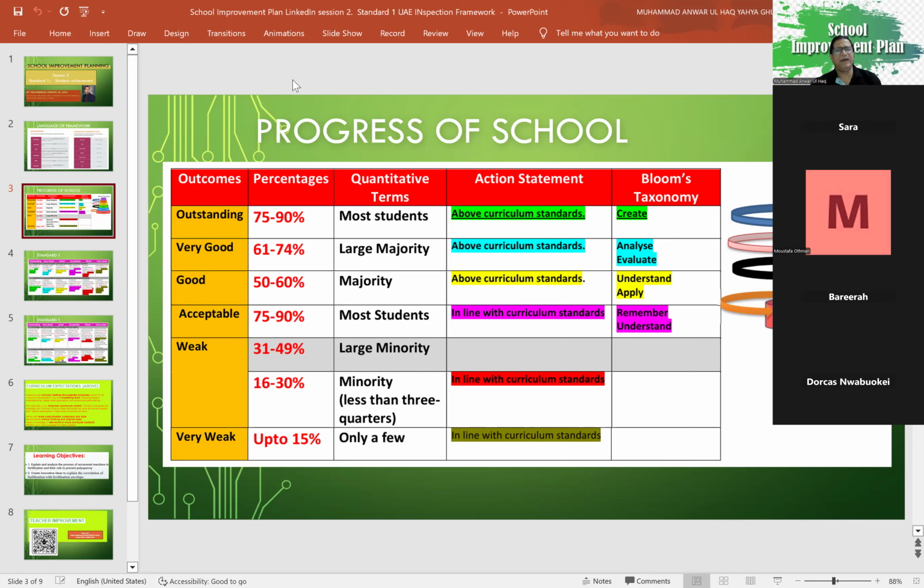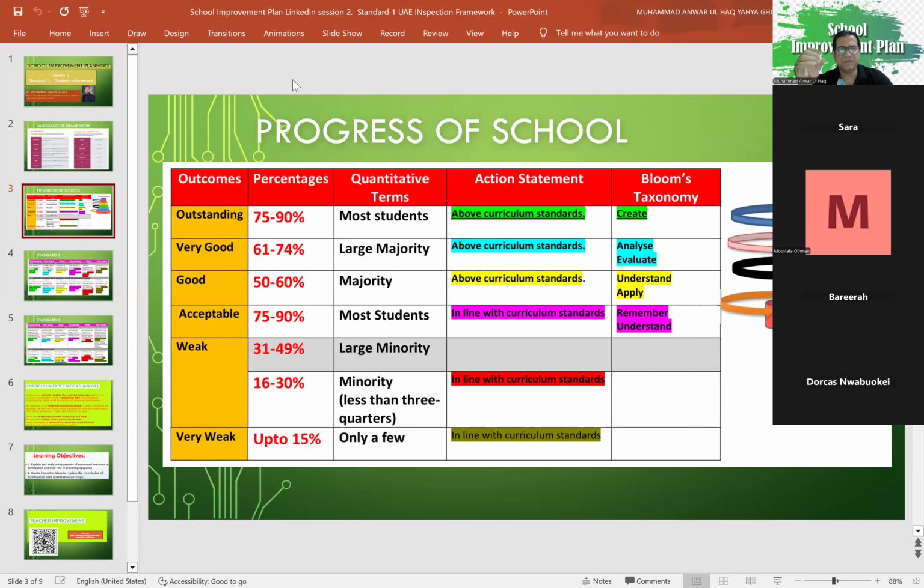For example, if a school has taken the rating good, what does good mean? It means 50 to 60% of the students, which is the majority, are performing above the curriculum standards. This is the language you have to remember. If your school rating is good, you explain it in words: 50 to 60% of the students in my school are performing above the curriculum standards.